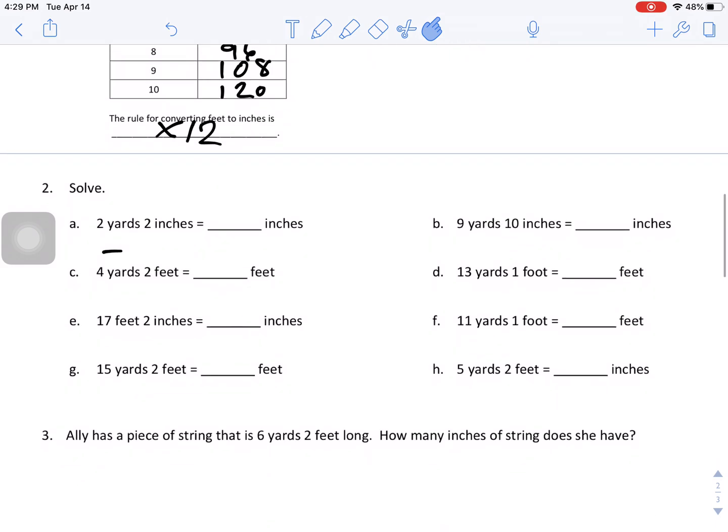The next one we're going to look at is 4 yards 2 feet equals blank feet. So this is a little easier because we're going from yards to the next smallest measurement, which is feet. So we can use our conversion tables and just find out how many feet are in 4 yards.